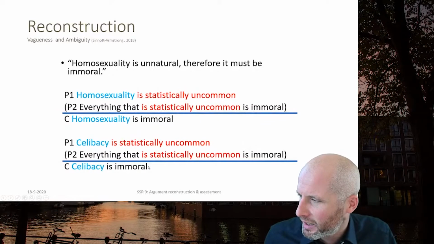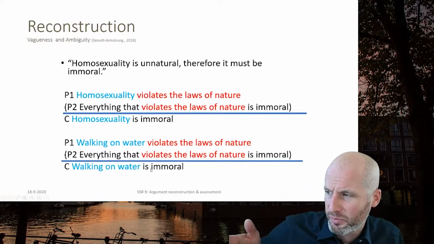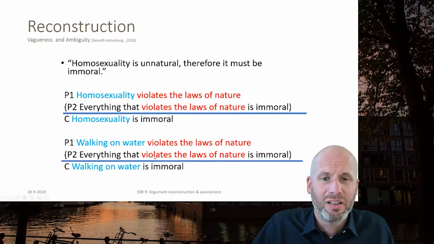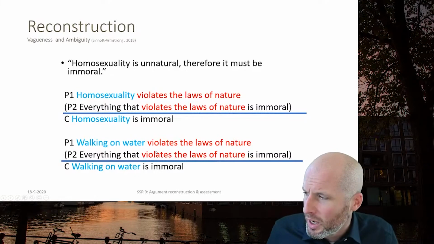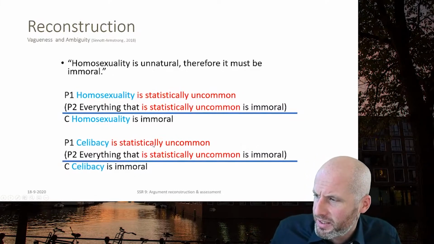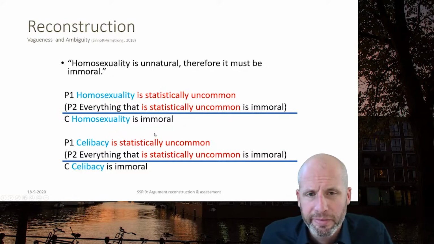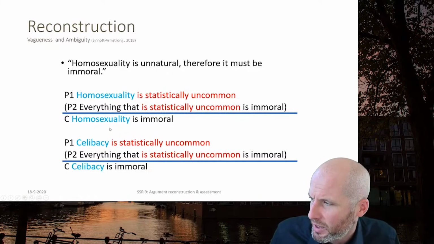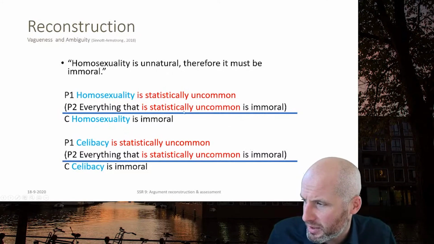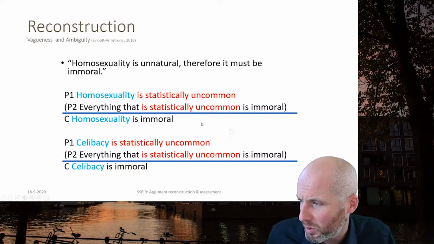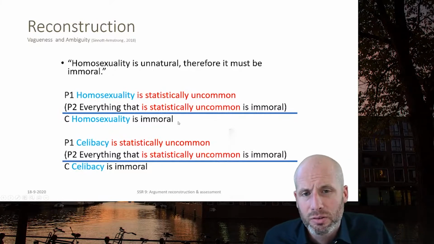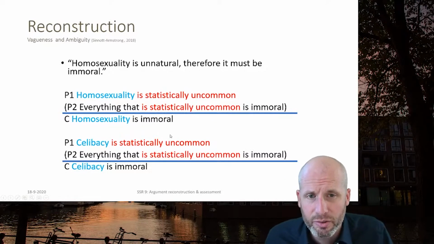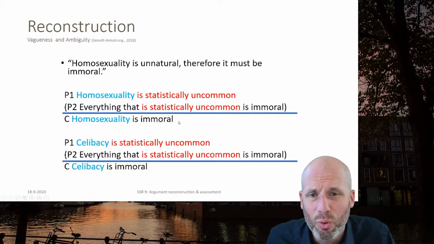All right. So I've interpreted unnatural as something that violates the laws of nature. But perhaps that was not the meaning that was intended. Perhaps there's another interpretation you could think of for the term unnatural, which is something that is statistically uncommon. Okay, then we'll try that out. We'll put that in the reconstruction and see what happens. Homosexuality is statistically uncommon. Everything that's statistically uncommon is immoral. Homosexuality is immoral. Again, we could offer a counter-argument, a reconstructed argument that has the same structure as the original argument and shows why it doesn't hold.